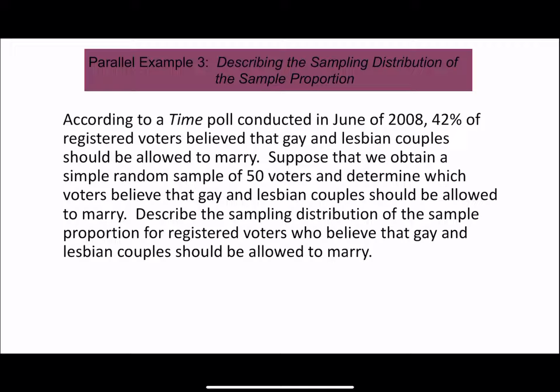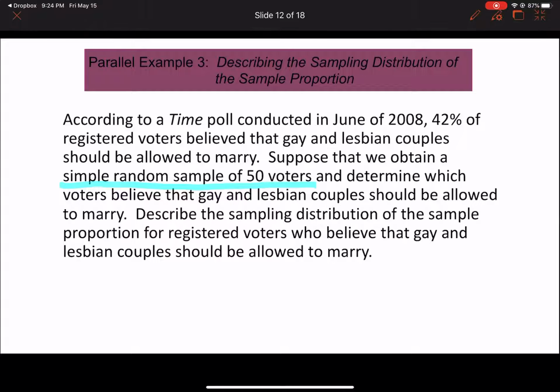According to a Time poll conducted in June 2008, 42% of registered voters believe that gay and lesbian couples should be allowed to marry. Suppose that we obtain a simple random sample of 50 voters and determine which voters believe that gay and lesbian couples should be allowed to marry. We're going to describe our sampling distribution.